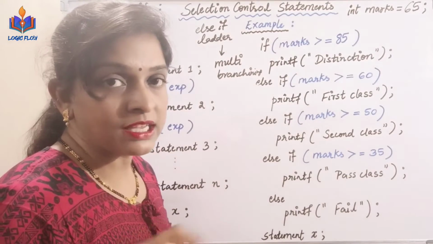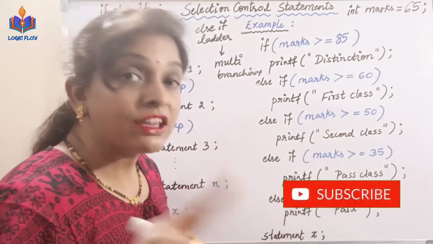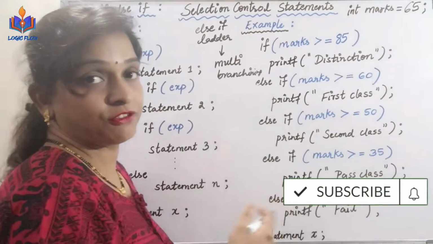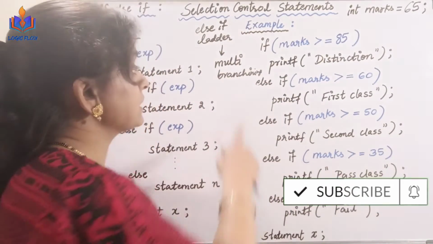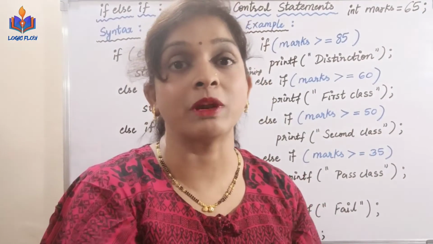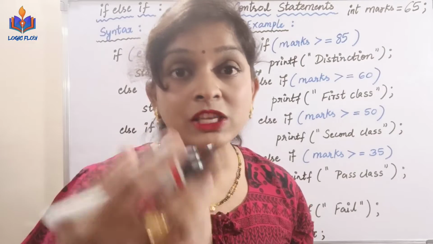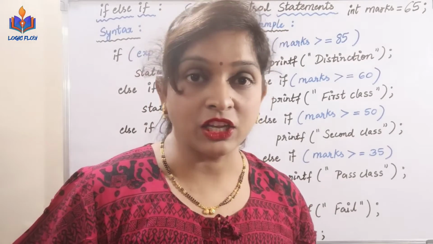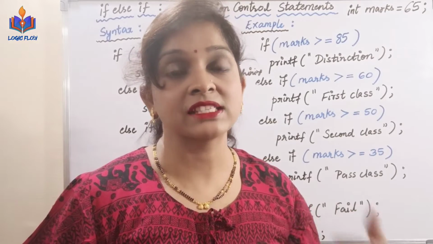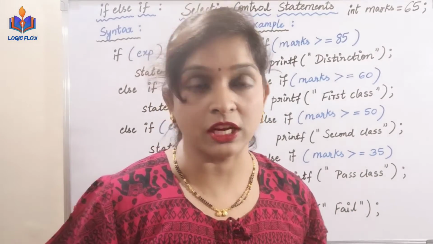If is called one-way branching, if-else is called two-way branching, whereas the if-else-if ladder is also called a multi-branching statement, because you have the option to branch to multiple statements based on the evaluation of the condition. So let us understand if-else-if with syntax, example and flowchart.